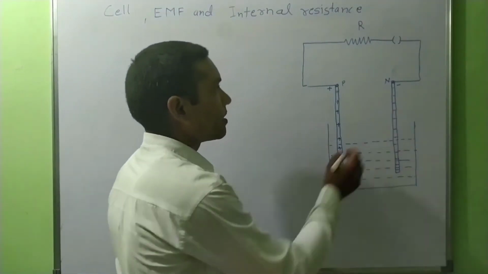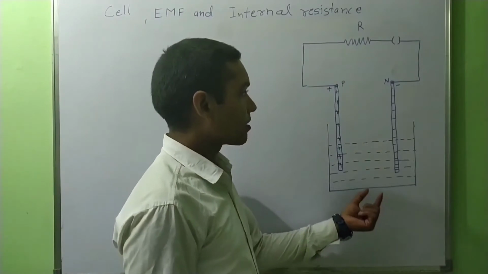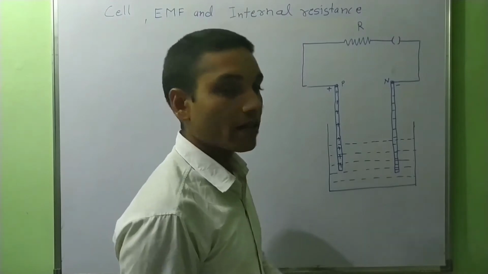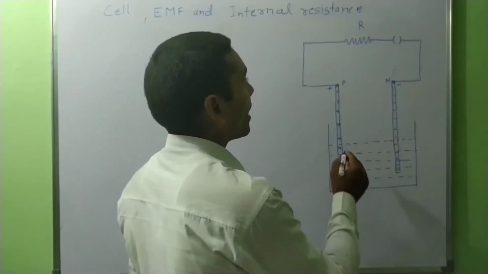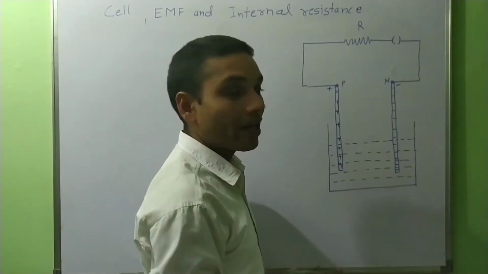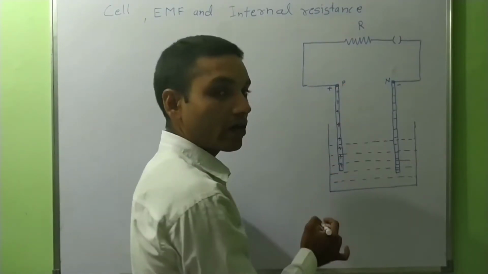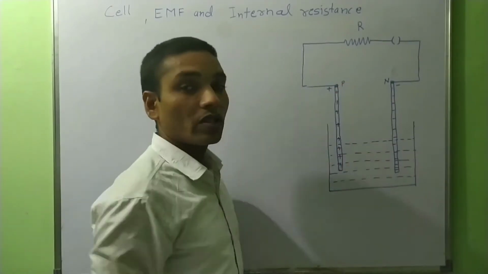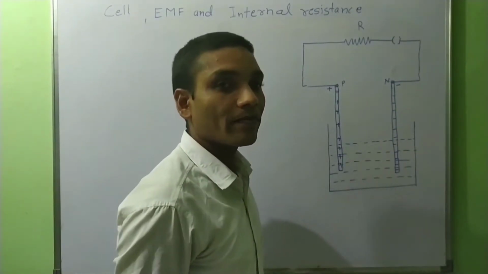Look at this. In the cell, this is a vessel. It may be of glass, or it may be of plastic. In this vessel, electrolyte is taken. Okay, and inside the electrolyte, two electrodes are dipped. Two electrodes are immersed. The first electrode is the positive electrode and this is the negative electrode. On the positive electrode, positive potential is there, and on the negative electrode, negative potential is there.